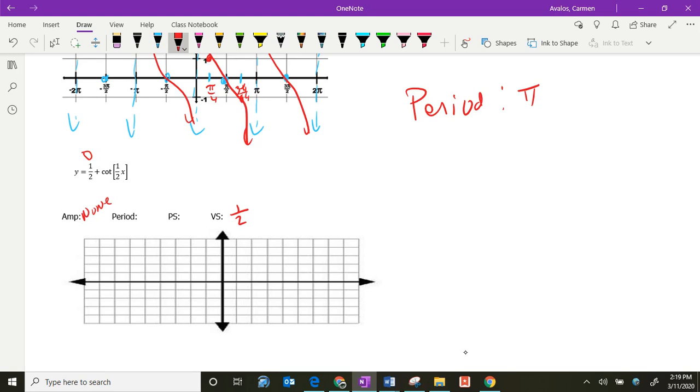The period here, that's going to be defined by your b. And so the period of it is going to be pi if there was no stretching or shrinking. But there is a b, so therefore it's going to do the opposite. It's 1/2. It's supposed to shrink it, but now we're going to multiply it by 2. So the period is going to be 2 pi. So we're stretching it. So whatever happens within 1 pi, now it's going to happen within 2 pi.